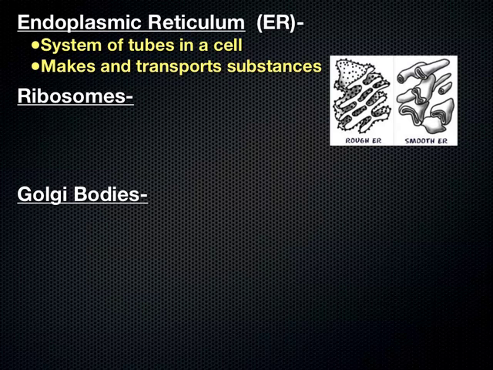Those little dots are actually ribosomes. And ribosomes are a very small organelle. They're generally small little circles, and their job is to make proteins. Some of them are on the ER, like these, but others are just kind of floating around on their own.